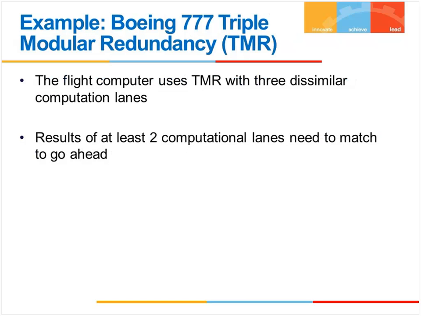Similarly, in the Boeing 777, they use a technique called triple modular redundancy. So there are 3 different modules which calculate the result using 3 different algorithms or 3 different ways, and if the results differ, they take the result which is given by at least 2 computers or 2 processes. So this is called triple modular redundancy, right?